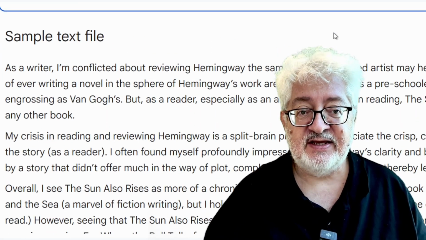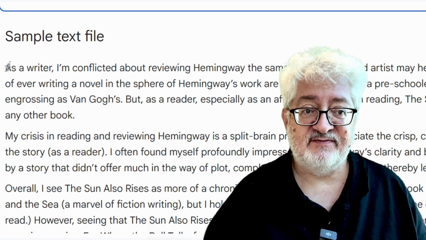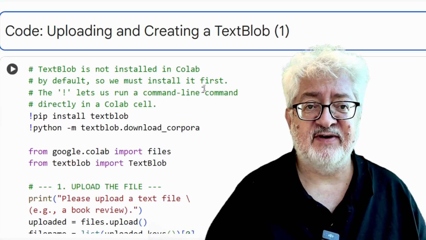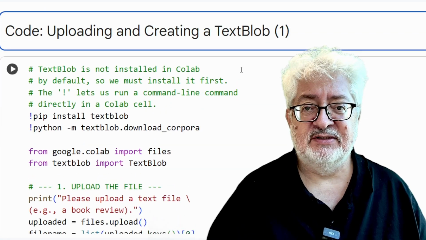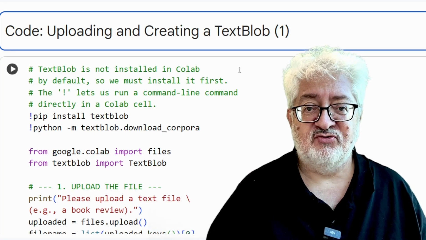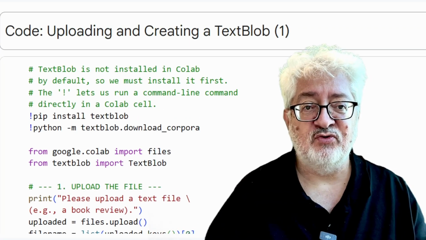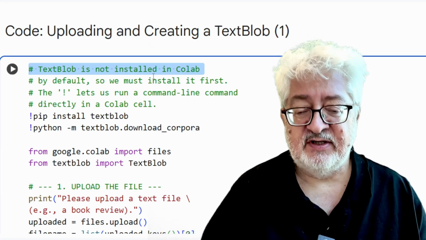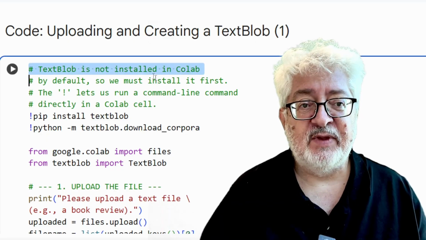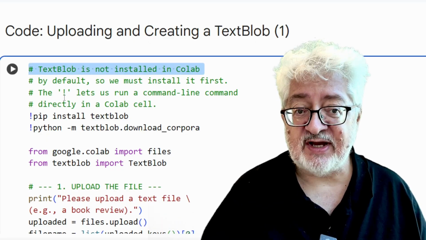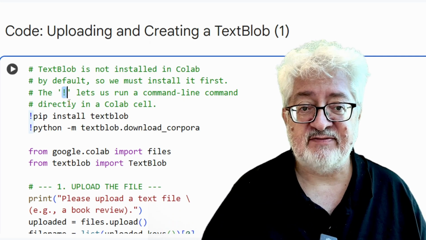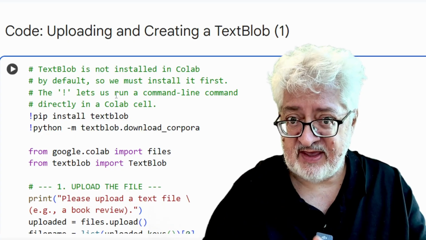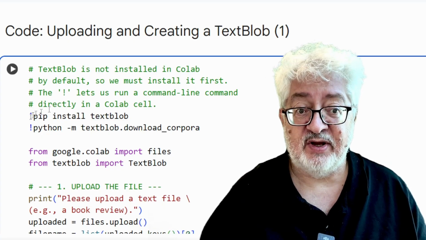So let's try this. We need a sample text file. So here is my text file. I will create a new file. And now I've created a text file, and I will now go and try to analyze it. And here's the code that will do that for me. First, you have to know the TextBlob is not installed in Colab. You have to install it first. And this is easy to do, surprisingly easy. Google allows you to install new stuff. And with this exclamation mark, you can execute statements on the command line of this server where we are running.